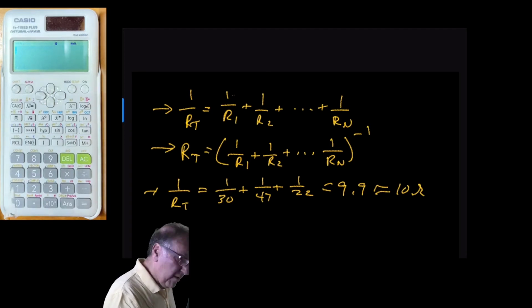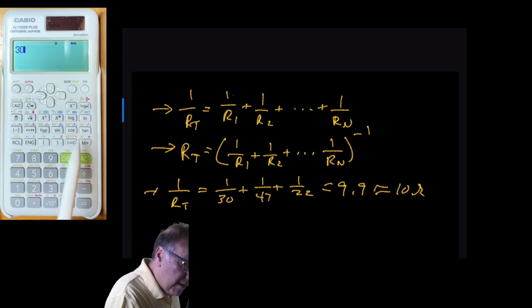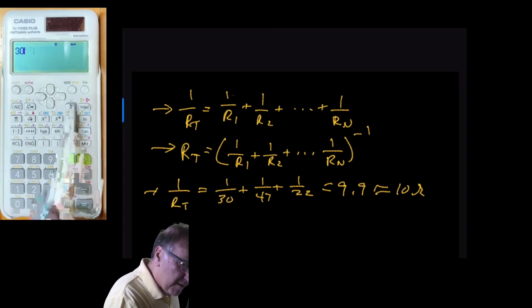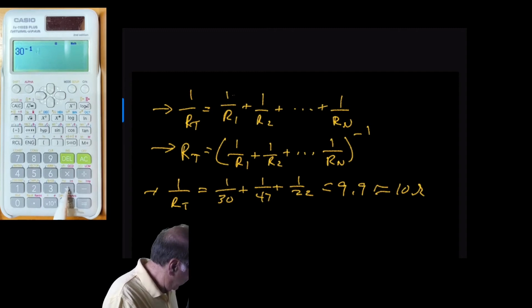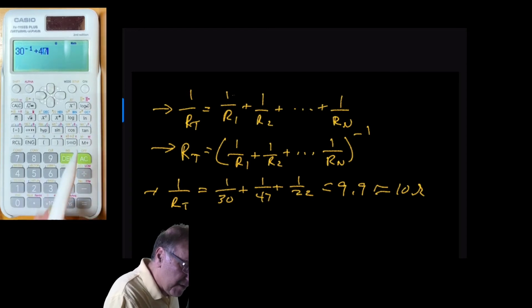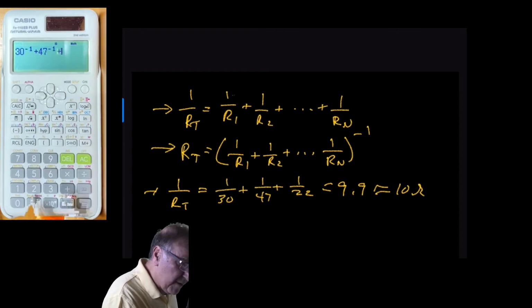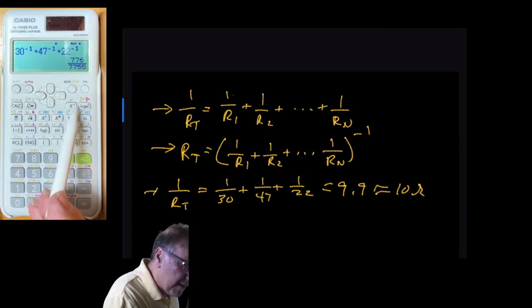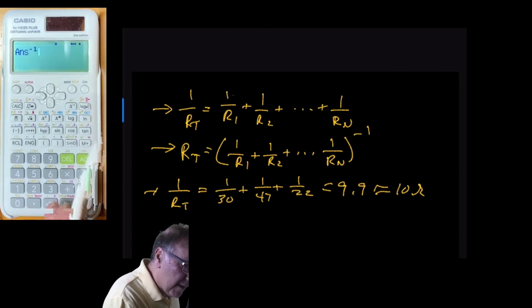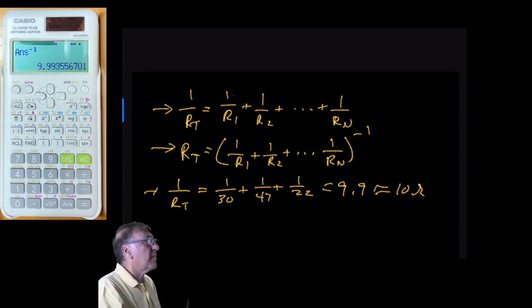So we have 30 inverse plus 47 inverse plus 22 inverse equals, and then we'll inverse that, and equals, change it to decimal, there you go, 9.9 ohms. How about that?